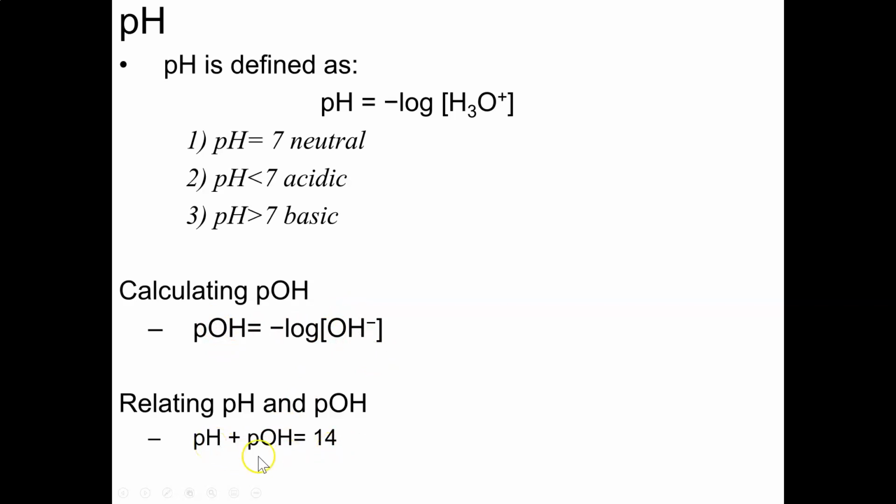Because pH plus pOH equals 14. So if I have one of these, I can figure out the other one. So let's say the pOH was 6. So 14 minus 6 gives me a pH of 8. That's how you do it.